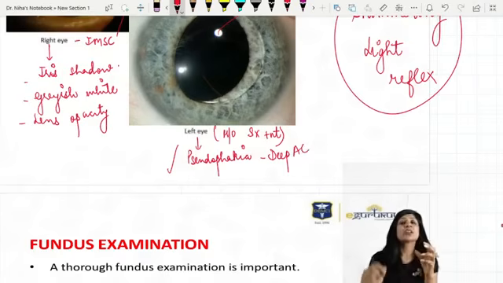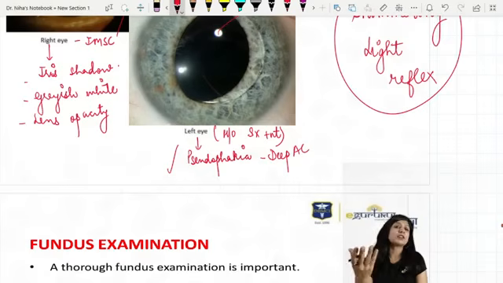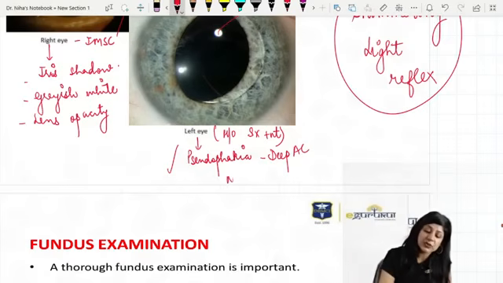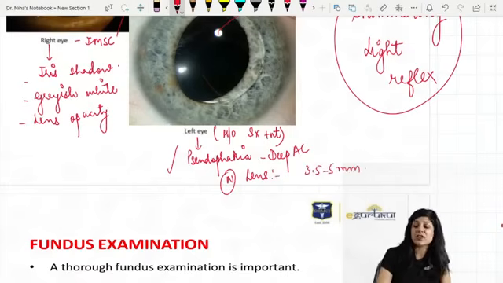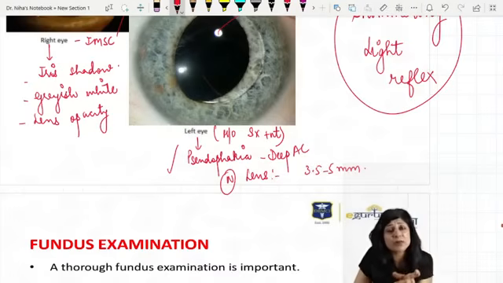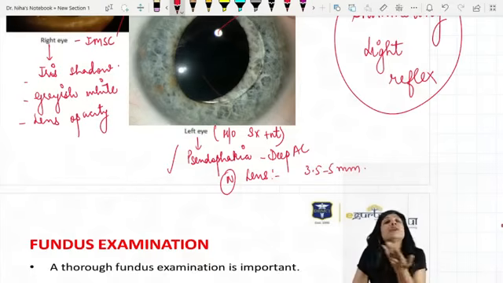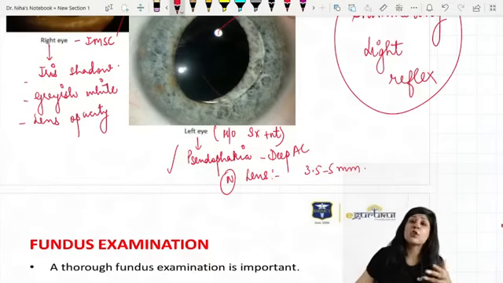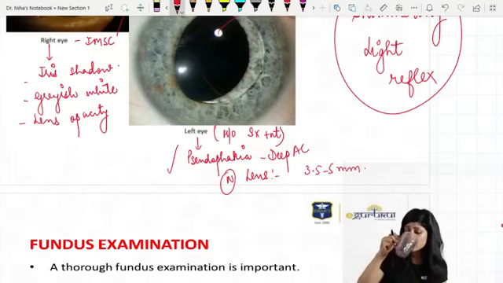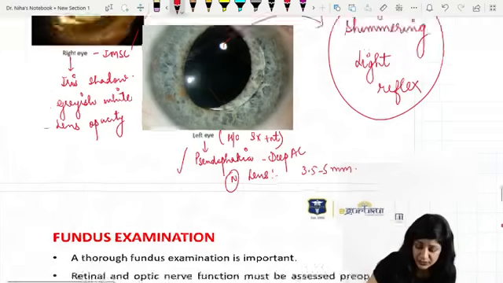Why? Because here you are having an artificial lens, and the artificial lens is very, very thin. Whereas if you compare the normal lens, that thickness is much more, about 3.5 to 5 mm. That is why the anterior chamber depth in pseudophakic or aphakic people, compared to the normal one, is much deeper. In aphakia obviously it will be much more. So that is the depth of the anterior chamber.